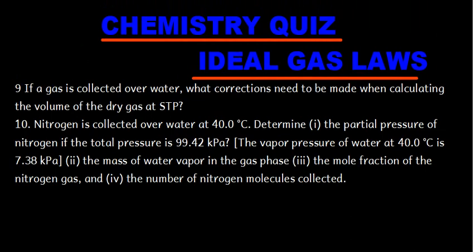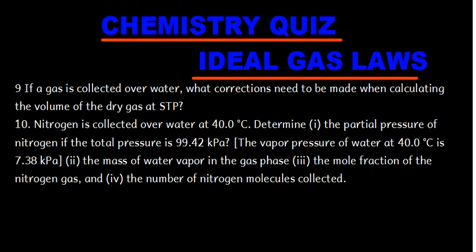So this question is coming from the second assignment that you were given, and we're looking at question 9 and question 10. So the first part of the question is saying, if a gas is collected over water, what corrections need to be made when calculating the volume of that dry gas at STP?